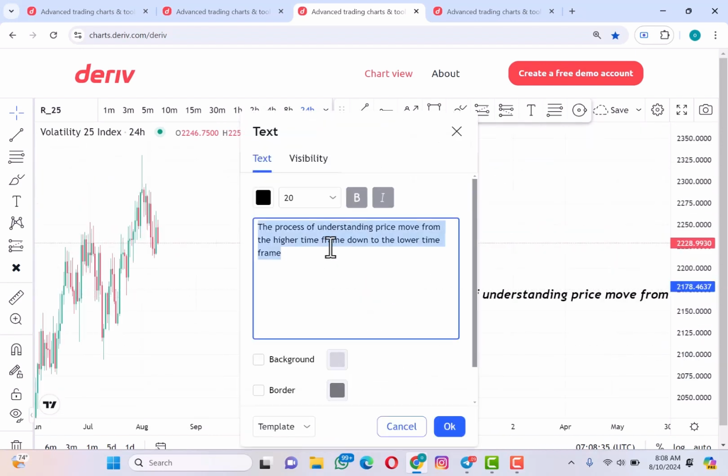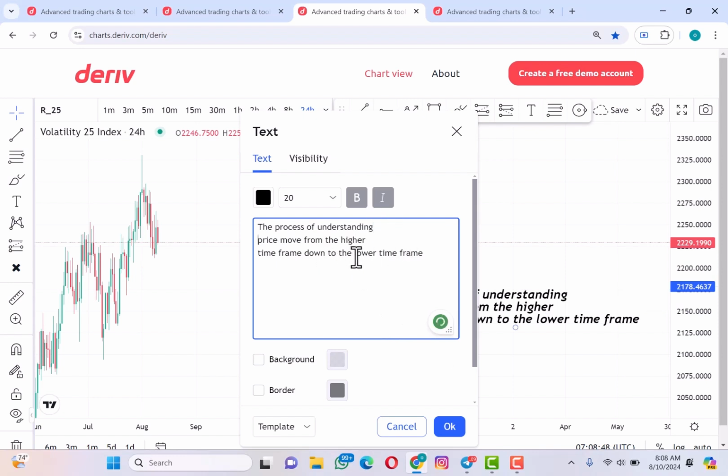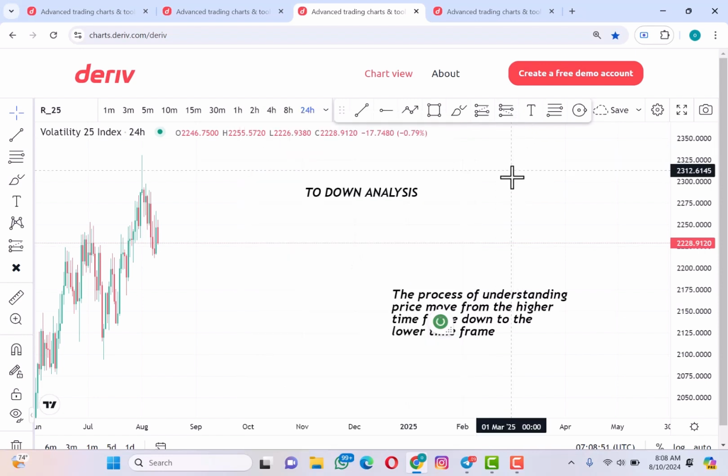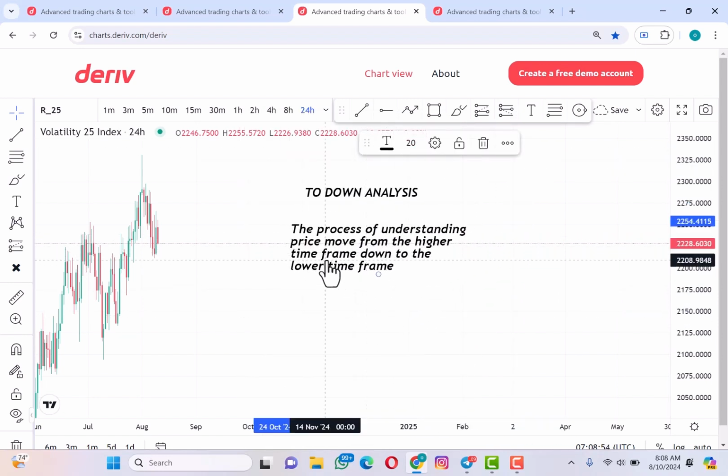So top-down analysis is the process of understanding price movement from the higher time frame down to the lower time frame. Pardon my typing. I don't want to complicate it. Just the way it is. That is just how it is.